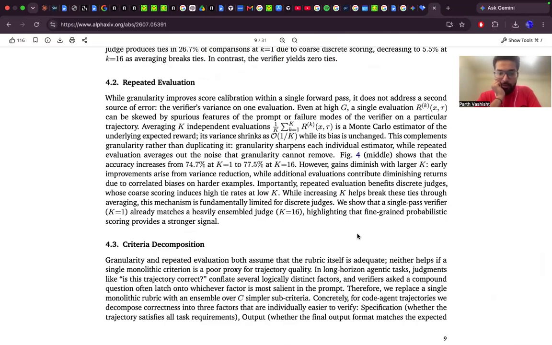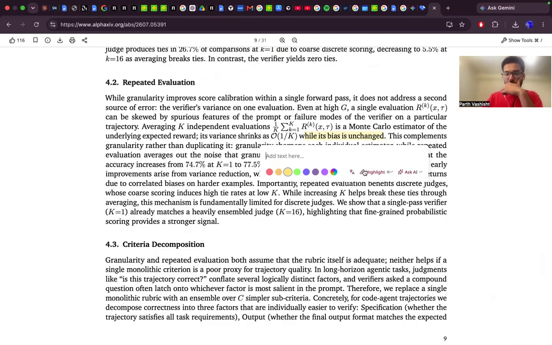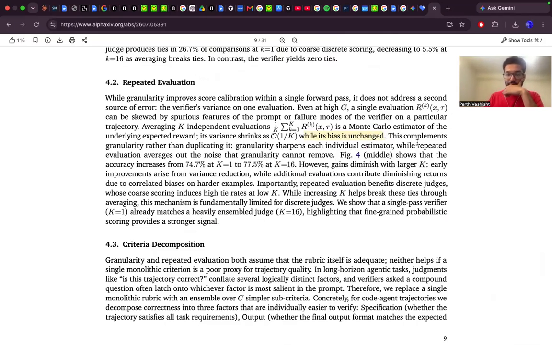Averaging K independent evaluations, one by K Monte Carlo, is a Monte Carlo estimator of the underlying expected score. Variance shrinks by a one by K factor, of course, makes sense, while its bias is unchanged. Yes, true. This is important. Bias is unchanged. This complements granularity rather than duplicating it. Granularity sharpens each individual estimator, while repeated evaluation averages out the noise that granularity cannot remove. The figure for the middle part shows that the accuracy increases from 74.7% at K equal to 1 to 77.5% at K equal to 16.